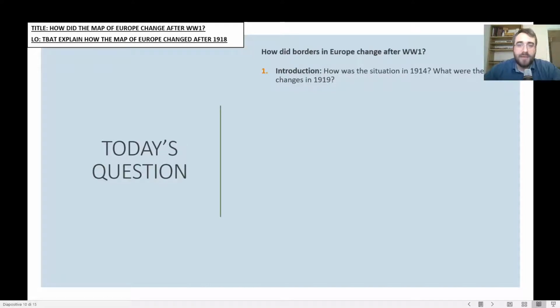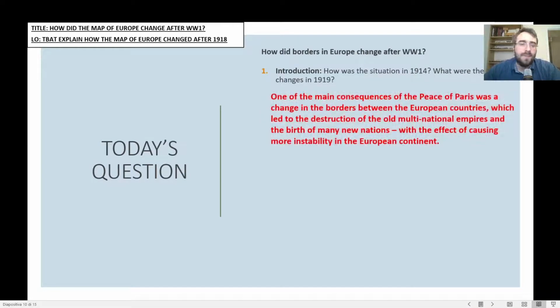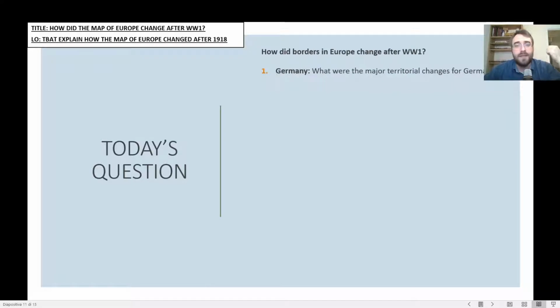So in paragraph 1 we have an introduction. What can you write in the introduction? This is a model answer. You can write: one of the main consequences of the Peace of Paris was a change in the borders between the European countries, which led to the destruction of the old multinational empires and the birth of many new nations, with the effect of causing more instability in the European continent.